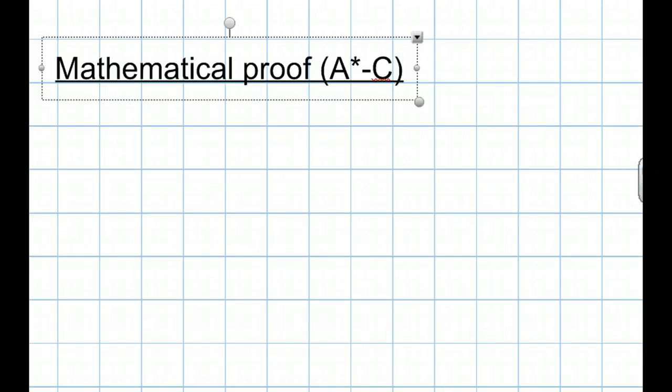Hello again. Today, in this video, we're going to look at mathematical proof, and we'll start with the most basic sort. What can we say about three consecutive integers?